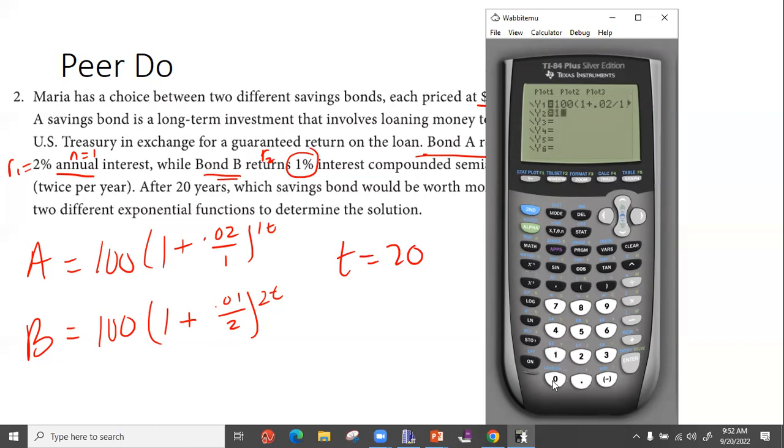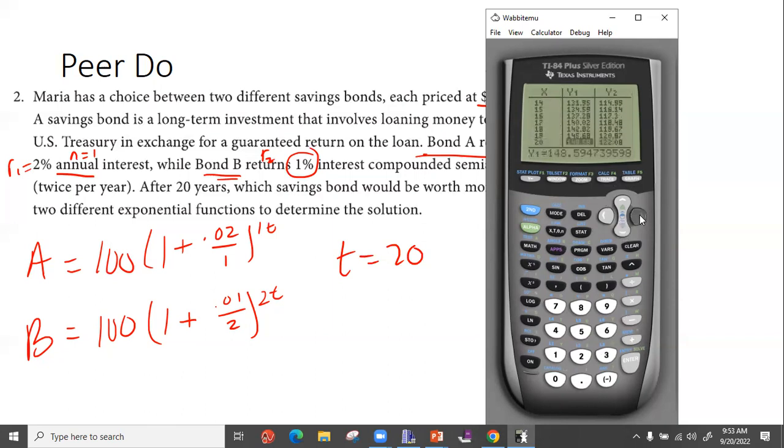So I have 100, 1 plus, divided by 2, to the 2x. Okay, and again, in order to look at the table, I'm going to hit second graph, and I can scroll down and compare, right?